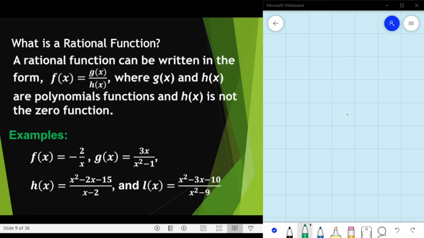Okay, the examples are f of x is equal to negative 2 over x, g of x is equal to 3x all over x squared minus 1, h of x is equal to x squared minus 2x minus 15 all over x minus 2. L of x is equal to x squared minus 3x minus 10 all over x squared minus 9. So, many examples of rational functions.